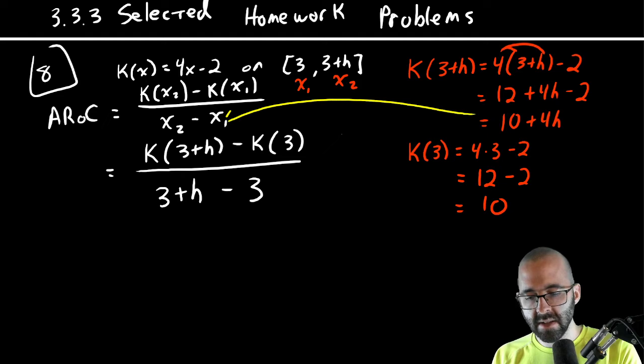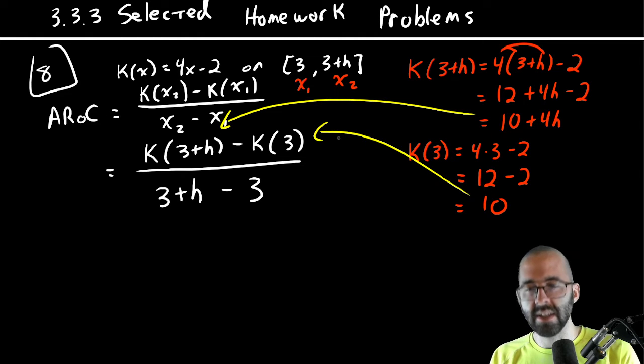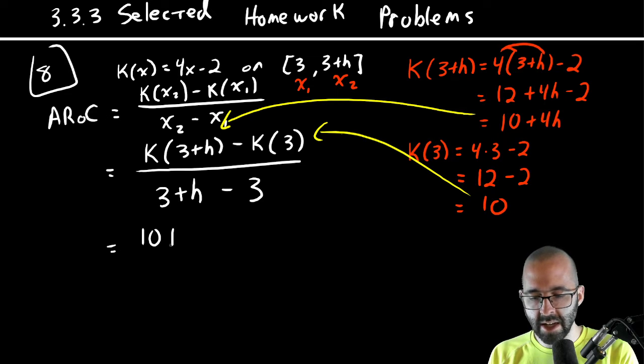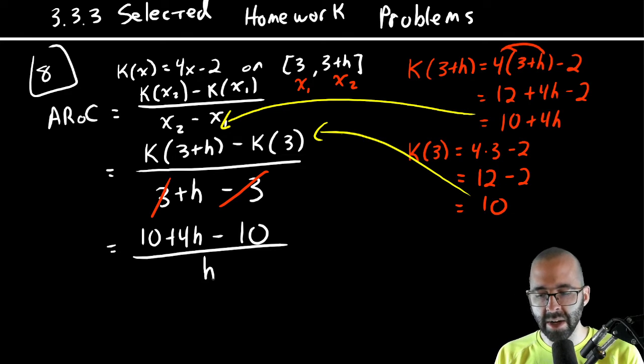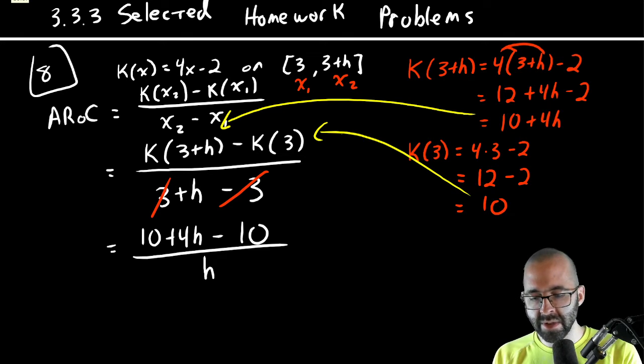And now we replace each of these with what they equal. This first function is equal to 10 plus 4h, minus the second function, which is equal to 10. Divided by the denominator, we have a plus 3 and a minus 3. The only thing left on the denominator is h. What happens on the numerator when we simplify? We have a plus 10 and a minus 10. Those go away. The only thing we're left with is 4h on the top and h on the bottom.